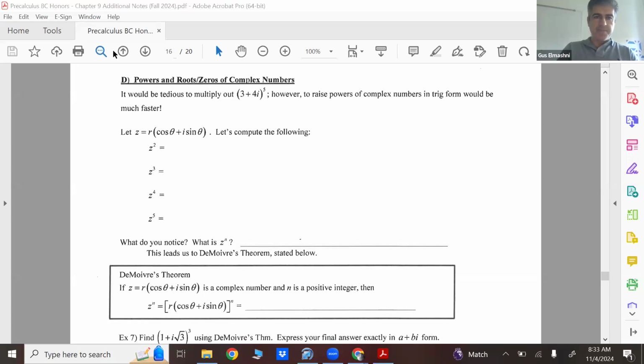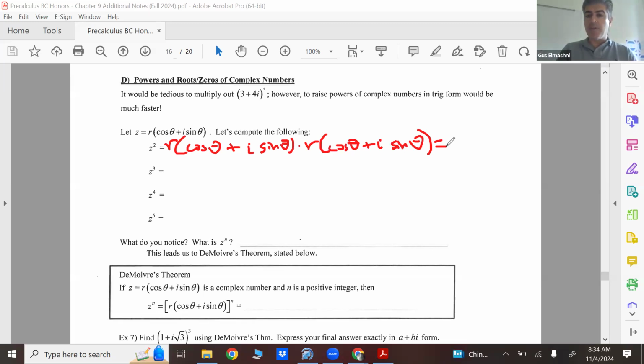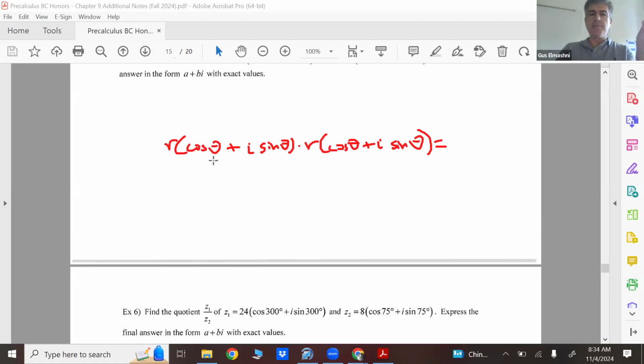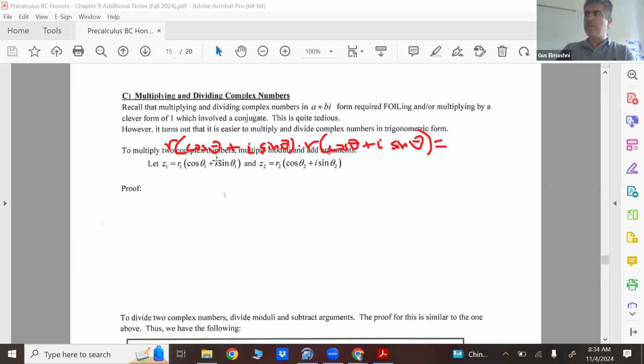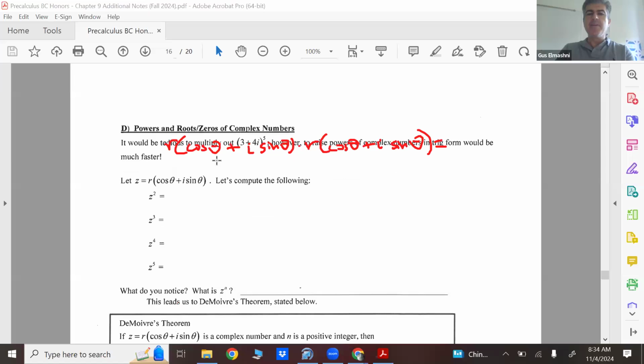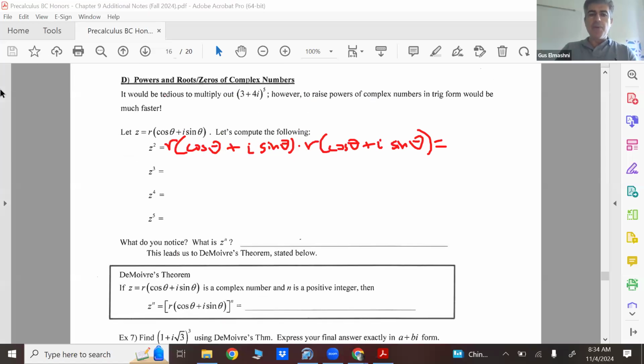So if you're going to do z squared, I know it's going to look like this, right? r cos theta plus i sine theta times another one, r cos theta plus i sine theta. I think it's pretty obvious. Now, if you were to clean it up, actually, we did this derivation the other day, when we were doing this up here. Remember we did that proof? And remember there's a double angle involved. But if you go through the motions again, you get this.